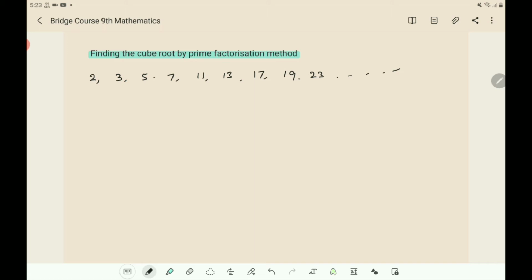Now you take one example. Find the cube root of 13,824 by the prime factorization method.